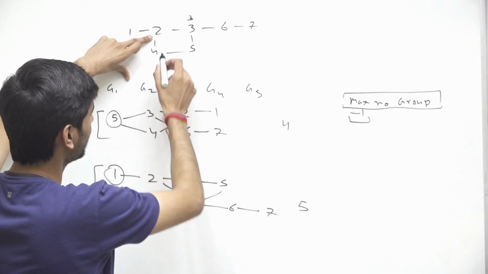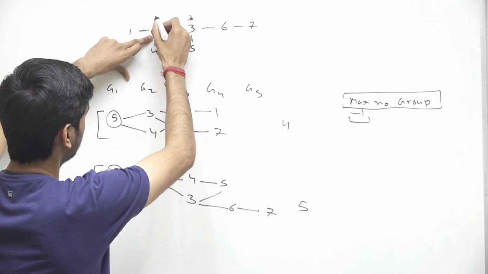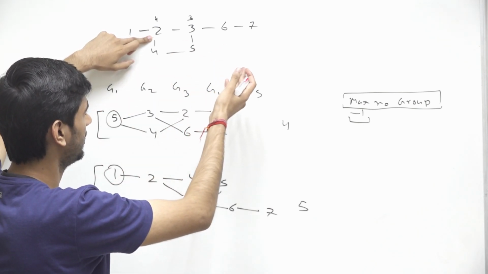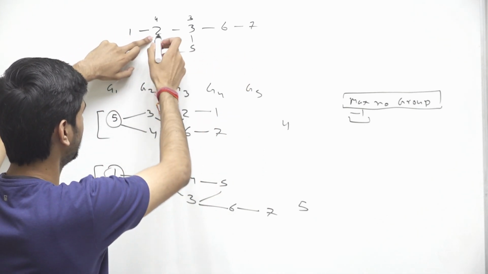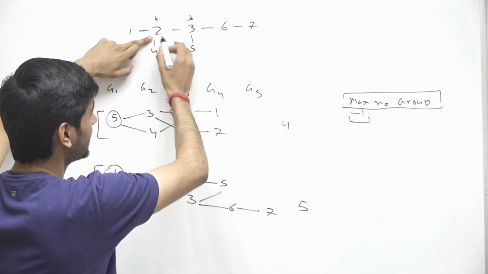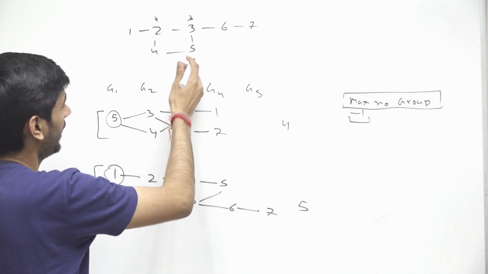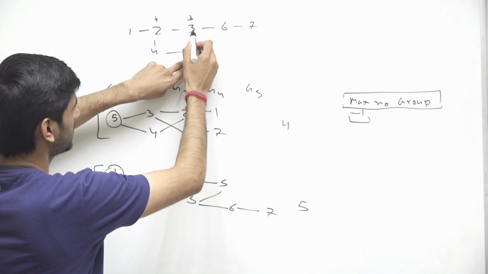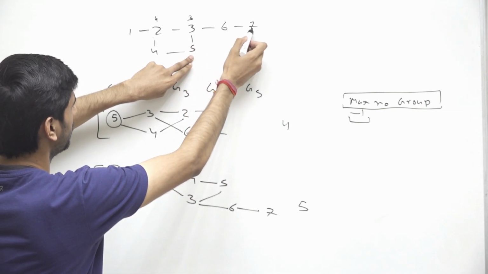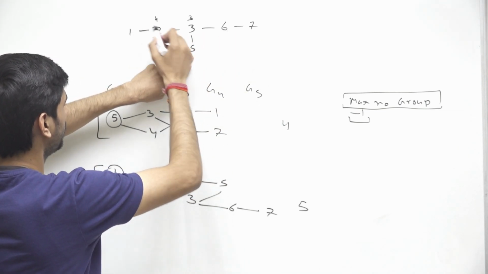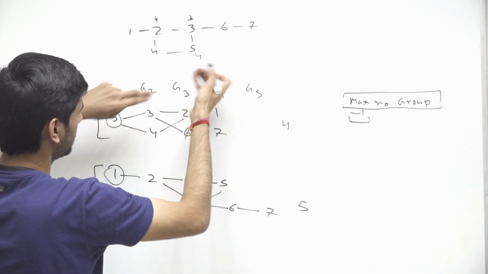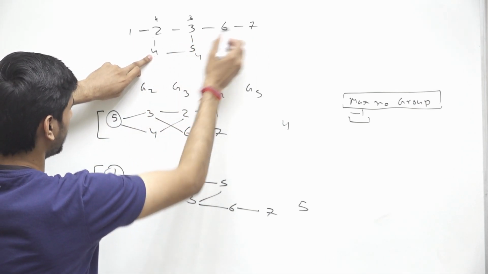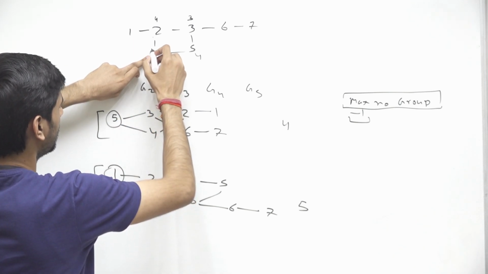For 2, the farthest node is 7, and this is 4 distance away, if we are considering the number of nodes as the distance. So in that case 7 is the farthest, and the distance between 2 and 7 is 4. Now for 5, what is the farthest node? For 5, the farthest node is at 1, 2, 3, 4. So 4 is the maximum distance. For 4, 1, 2, 3, 4, 5. So 5 is the farthest node.